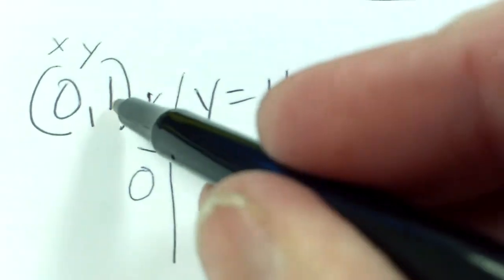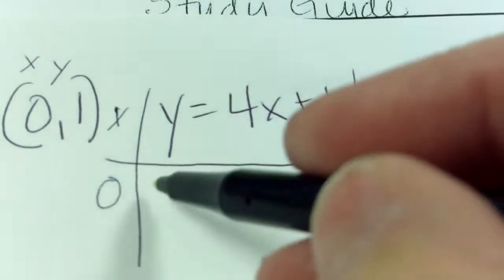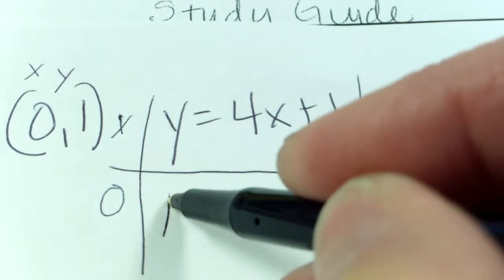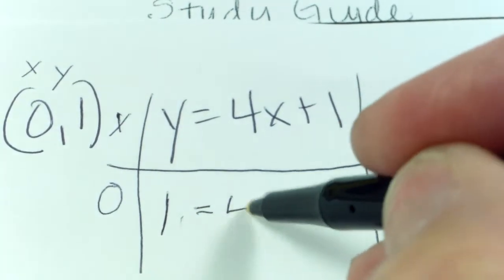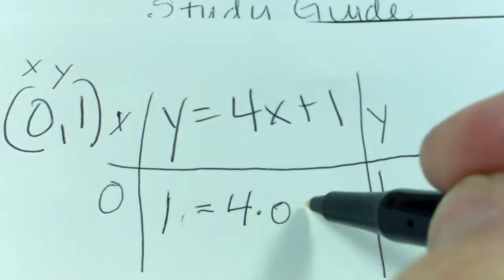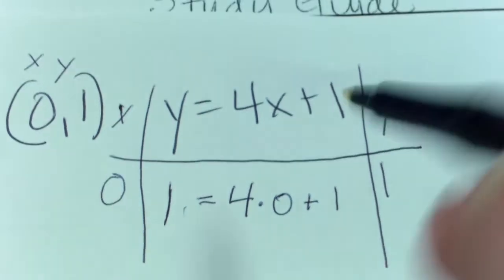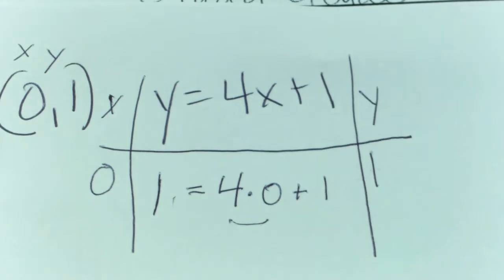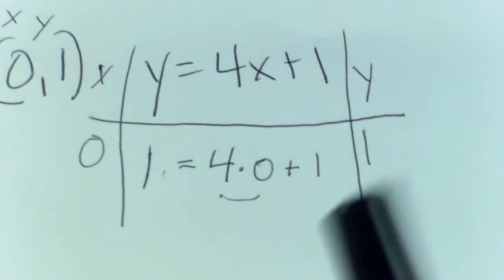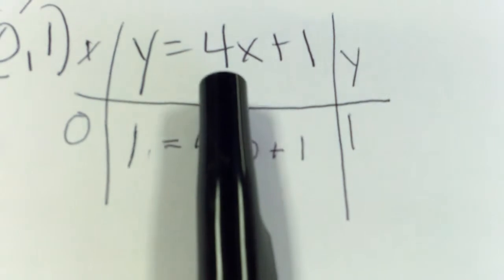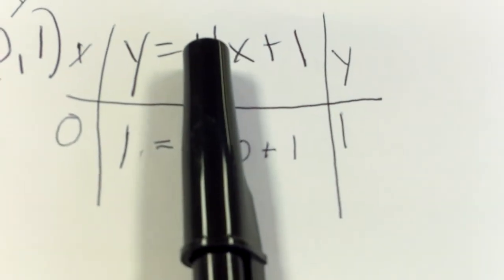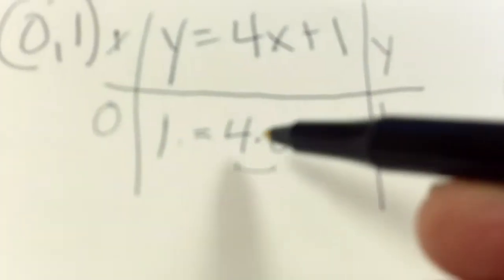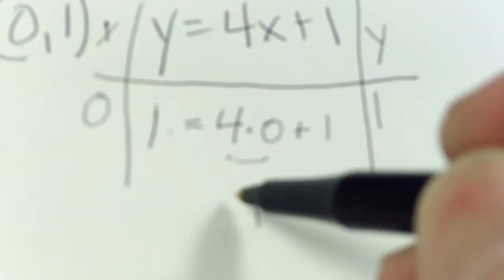Y is 1, so instead of y I'm going to write 1 equals 4 times x. What's our x value? It's 0, plus 1. Okay, I multiply before I add, so if I multiply this I get 0. Well, if that's 0, then doesn't this just equal 1 on the right hand side? So this 0 plus 1 equals 1, and I have a 1 on the other side.